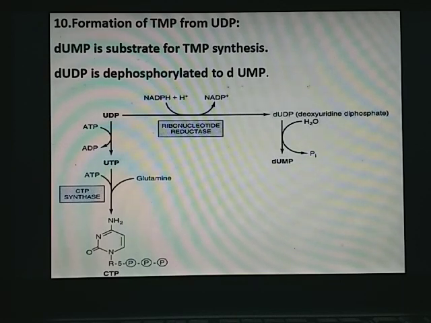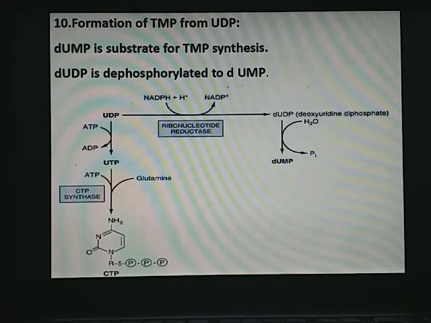The next reaction is formation of thymidine monophosphate from uridine diphosphate. Uridine diphosphate, in presence of enzyme ribonucleotide reductase, undergoes reduction to form deoxyuridine diphosphate. This is an important enzyme which is inhibited by anti-cancer drugs, which you will be learning in detail.